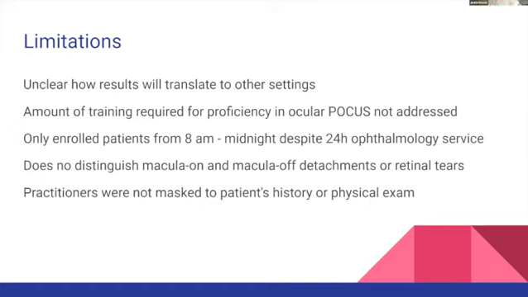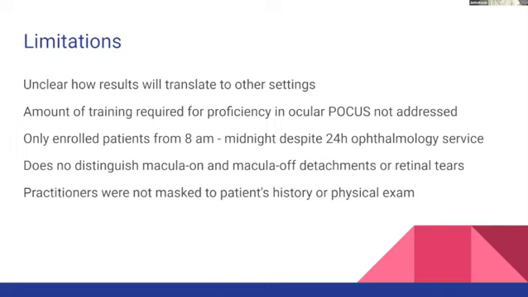Some of the limitations: it's not clear how this will translate into other settings. The sites involved all had ophthalmology on hand. They all had residency programs with staff that were trained in a certain way, and this was all kind of in one geographic area. The amount of training required to be proficient in ocular POCUS wasn't addressed, so whether that hour training session was enough to be considered proficient is not clear.